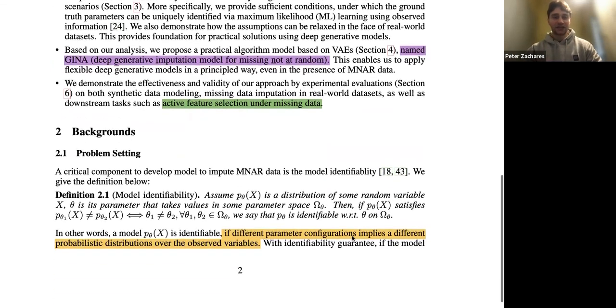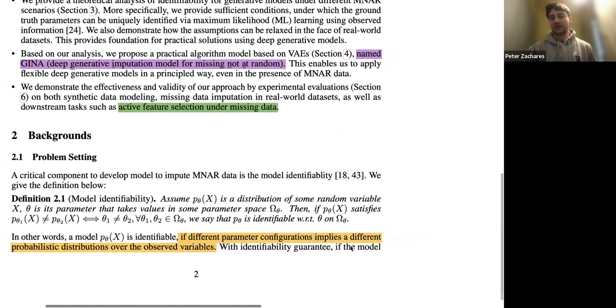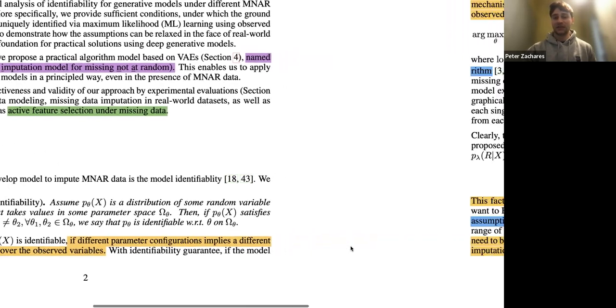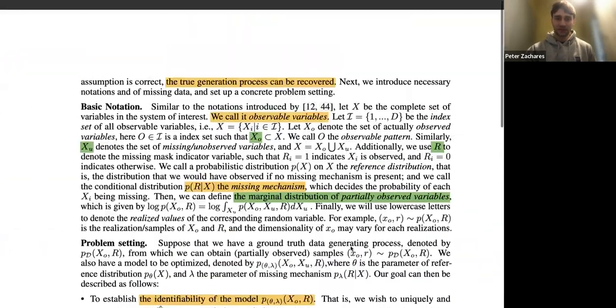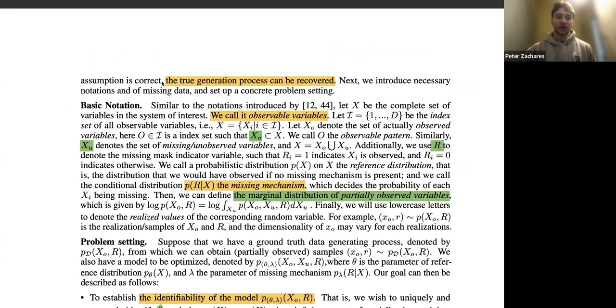let's jump into the problem setting. So like we talked about identifiability already, and I'll just read it out. It says that basically a model is identifiable if different parameter configurations imply a different probabilistic distribution over the observed variables. The whole point is, with identifiability guarantees, if the modeling assumption is correct, then the true generative process can be recovered.